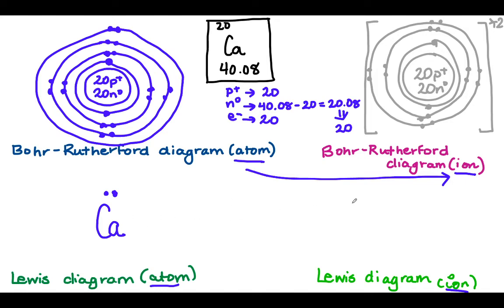Now, similarly, for the Lewis diagram for the ion, we start off with the element symbol, and we did have the 2 electrons on the outside. But remember, when it became an ion, it chose to get rid of those 2. So we just draw our square brackets and write the charge of positive 2. And that's it. So this is how you draw all 4 of these diagrams for an element like calcium.